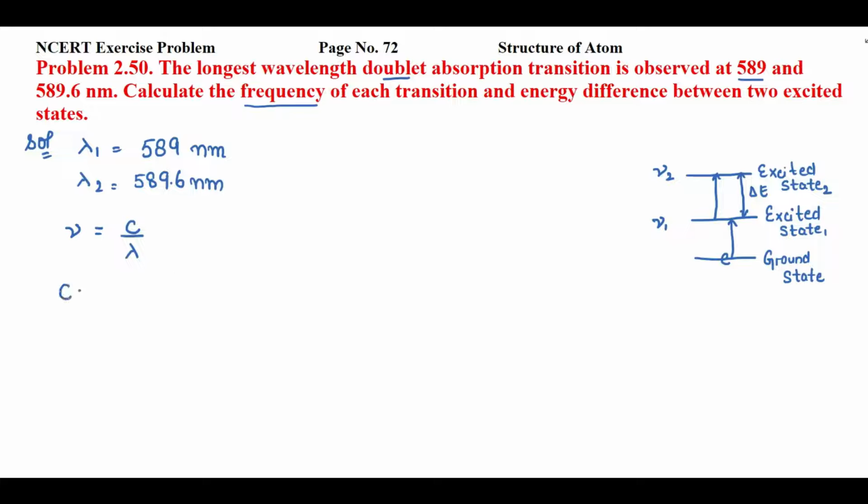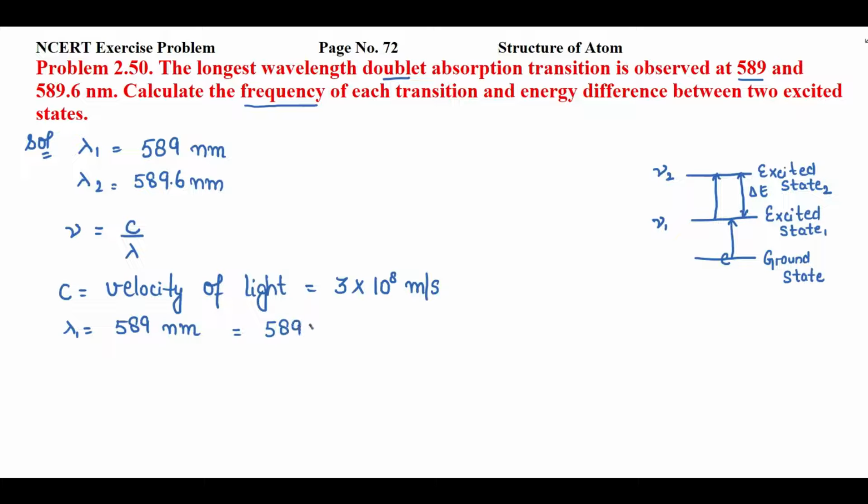Now c is velocity of light, and you have to remember the value, that is 3 into 10 raised to power 8 meter per second. Lambda I am having surely 589 nanometer. If you see, this velocity of light is in meter but wavelength is in nanometer. So I'll simply convert this wavelength in meter. So it will be 589 into 10 raised to power minus 9 meter. In bracket you can write 1 nanometer equal to 10 raised to power minus 9 meter.